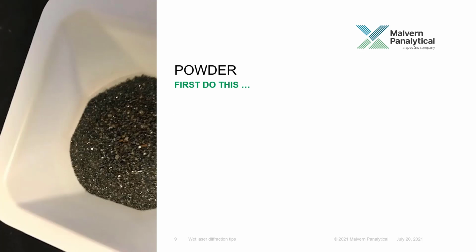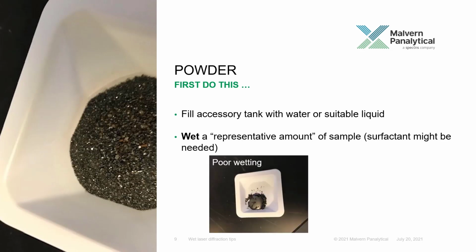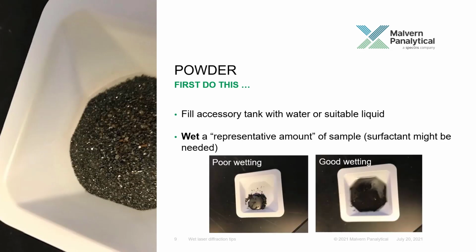For a powder measured wet, first fill the accessory with water or a suitable liquid. Then make sure that the powder wets well in the liquid in which you add it. I included two pictures here that show poor and good wetting. If the powder runs away from the liquid or makes a layer on top of it, that means wetting is poor. Adding several drops of a dilute surfactant solution typically helps improve wetting, as shown in the figure on the right.